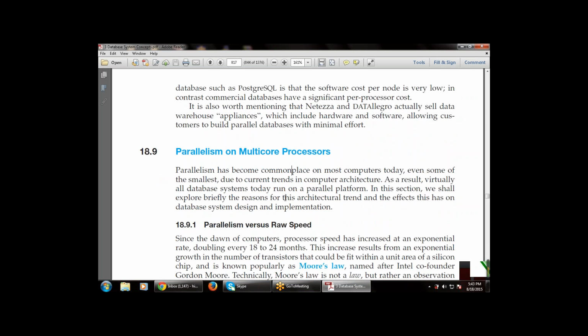So let's stop here. This topic, parallelism on multiple processors, I am going to start in the next class, that is, in tomorrow's class. That's all for today's session.